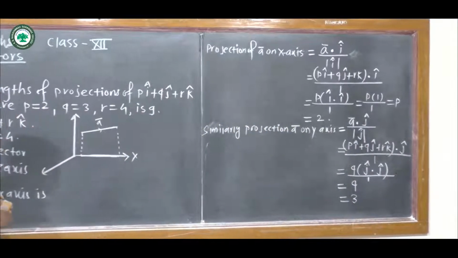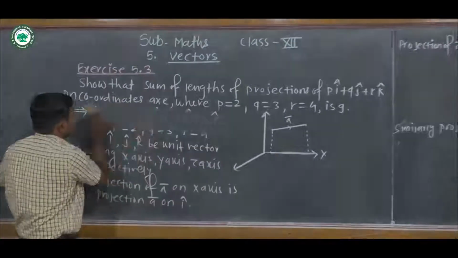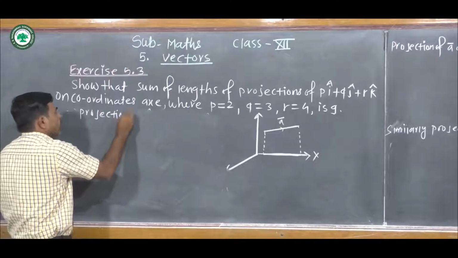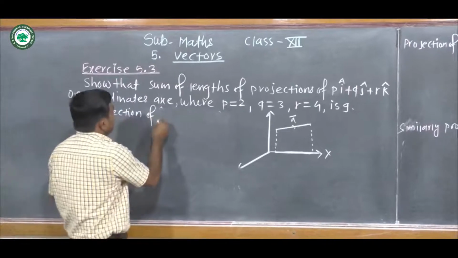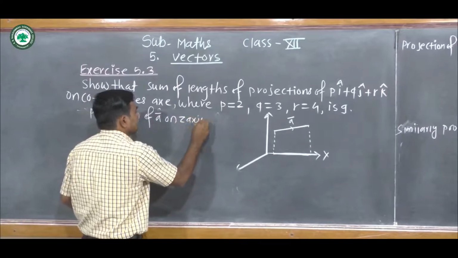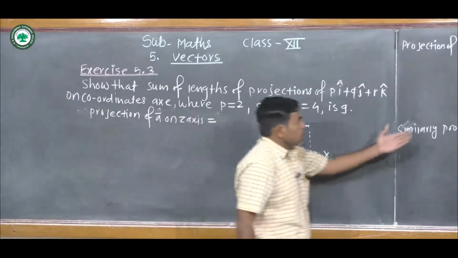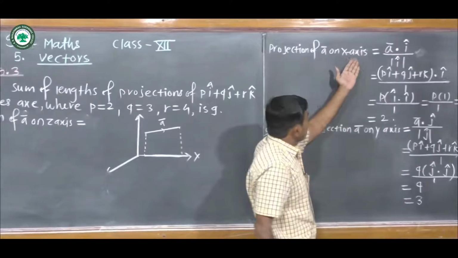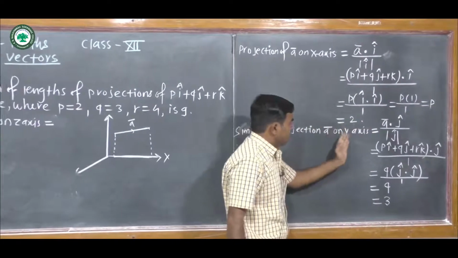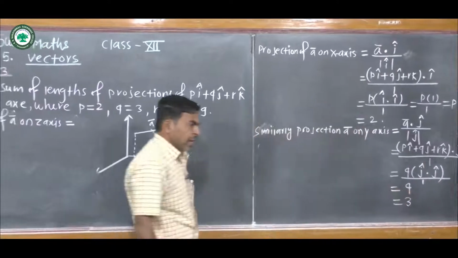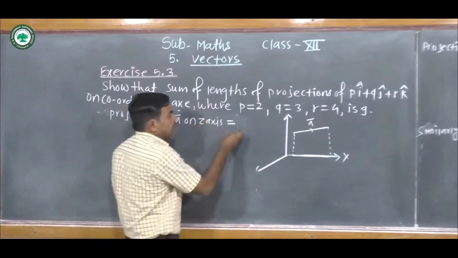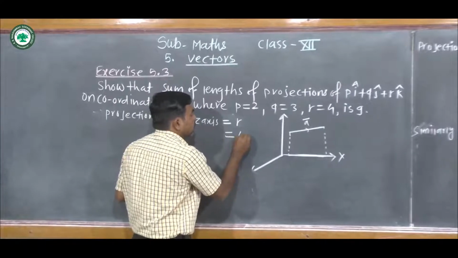Similarly, we can find projection of A bar on Z axis. See here, projection of A bar on x axis, that is P, projection of A bar on y axis, that is Q. So similarly, projection of A bar on Z axis, that is R, and R is equal to 4.